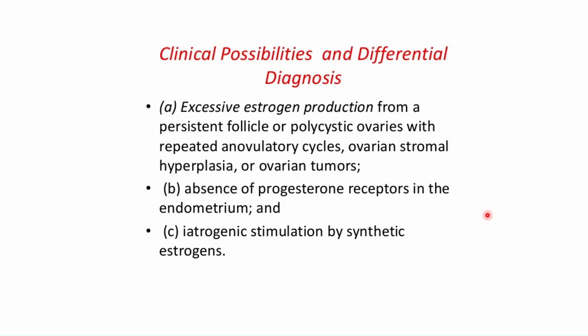Now what are the clinical possibilities and differential diagnosis? First, excessive estrogen production from persistent follicles or polycystic ovaries with repeated anovulatory cycles, or ovarian stromal hyperplasia or ovarian tumors. Second, there may be absence of progesterone receptors in endometrium. And third, iatrogenic stimulation by synthetic estrogen.